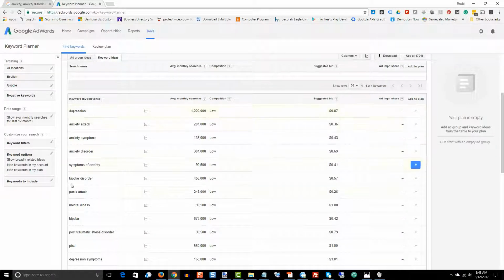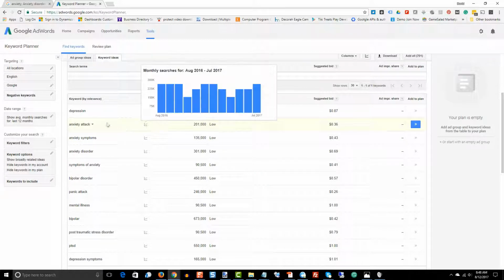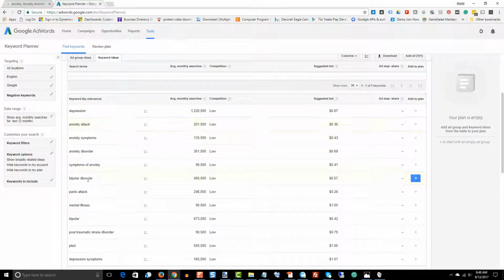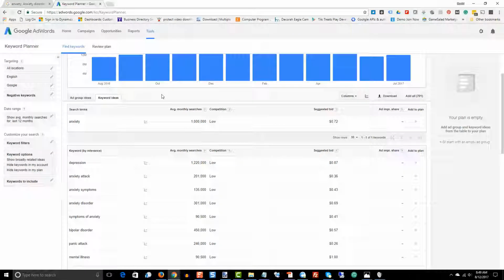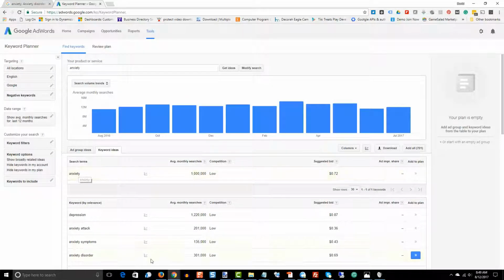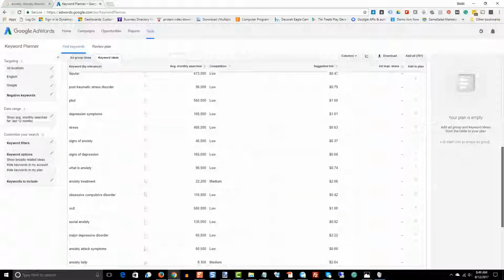Some that are just less searched, like bipolar, get 673,000. Panic attack is a good one. Anxiety symptoms, we saw that. Anxiety disorder gets a good number of searches, anxiety attack. And so these longer tail phrases, or dual or triple keywords, generally are easier to rank for SEO purposes than if you're searching for a topic-related keyword such as anxiety. So I'm looking for ideas here of where I can find some longer tail keywords.